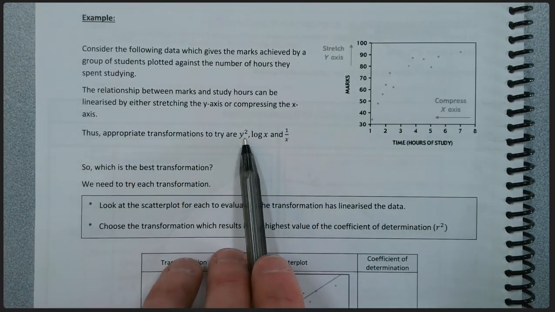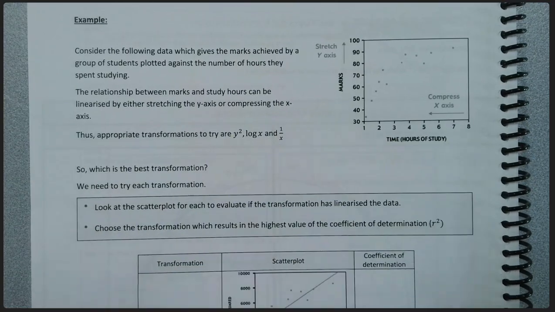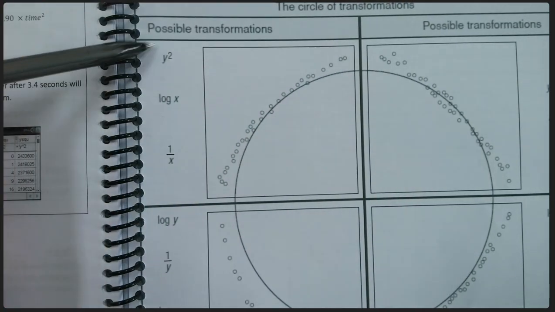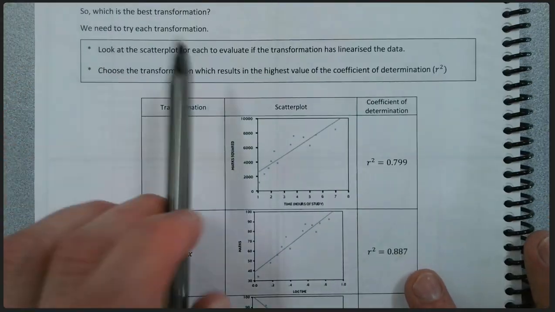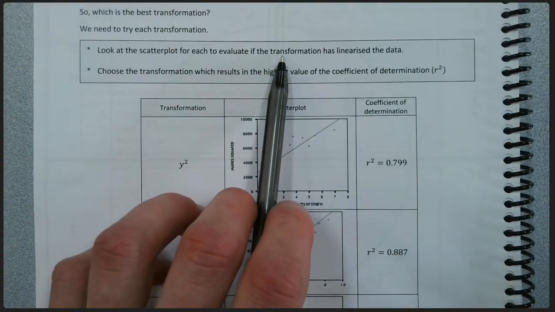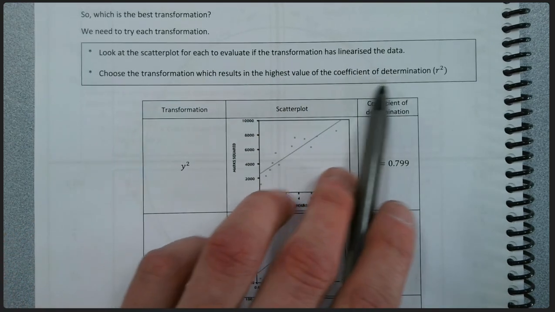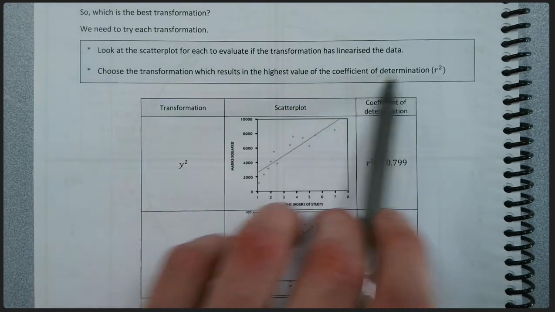Thus, the appropriate transformations are y squared, log of x, or 1 over x. And that will be backed up over here. If we've got this type of thing, y squared, log of x, 1 over x, look at the scatter plot and evaluate whether the transformation has linearized the data. Choose the appropriate transformation, the one with the highest result using the coefficient of determination.